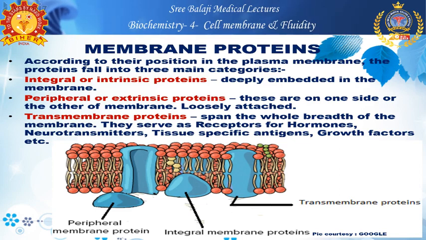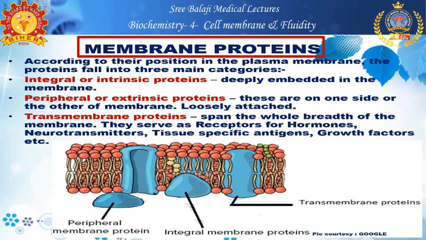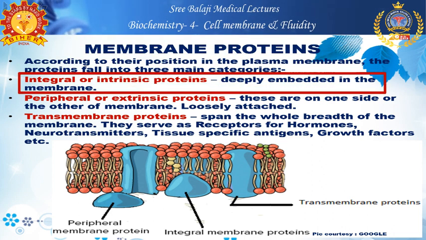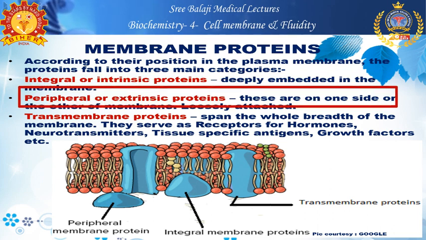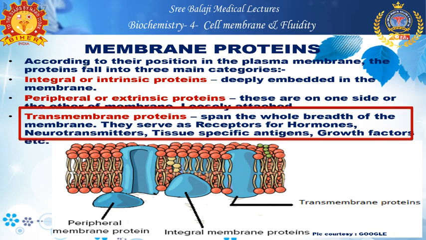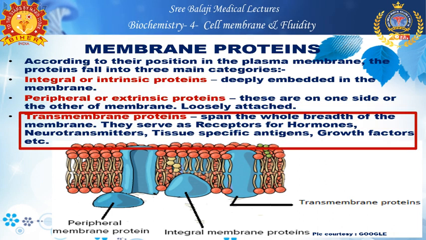So coming to the next biomolecule, which is proteins. According to their position in the plasma membrane, the proteins fall into three main categories. The first one is integral or intrinsic proteins, that is, deeply embedded inside the cell membrane. Peripheral or extrinsic proteins are present on one side or the other side of the membrane and are very loosely attached. And the next one is the transmembrane proteins, which span the whole breadth of the cell membrane. These transmembrane proteins usually serve as receptors for hormones, neurotransmitters, ion channels, growth factors, etc.